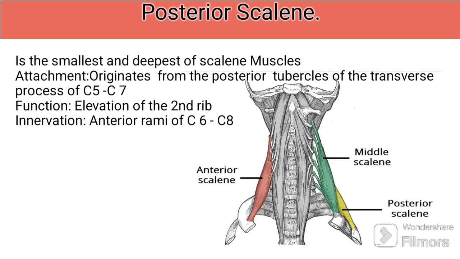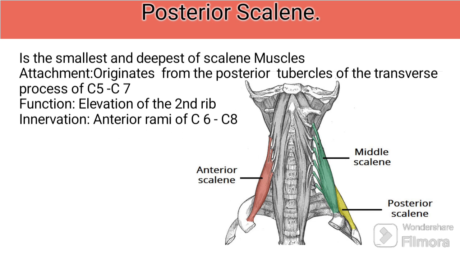Posterior scalene is the smallest and deepest of the scalene muscles. Attachment: it originates from the posterior tubercles of the transverse processes of C5 to C7. Function is elevation of the second rib.